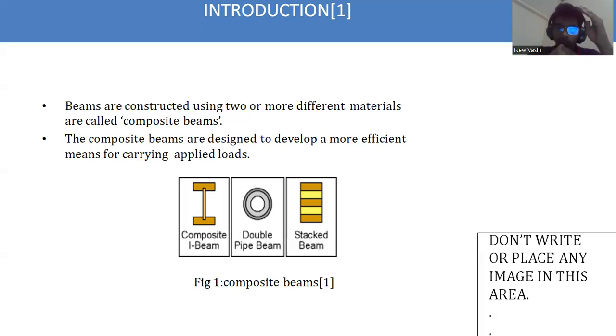The mixture of these becomes a composite I section beam. The double pipe beam consists of an outer diameter of one material and an inner diameter of another material, which becomes a composite double pipe beam. The stacked beams are the commonly seen composite beams, where one material and a second material are stacked up and become the beam.